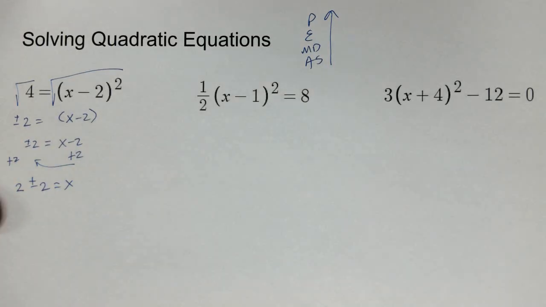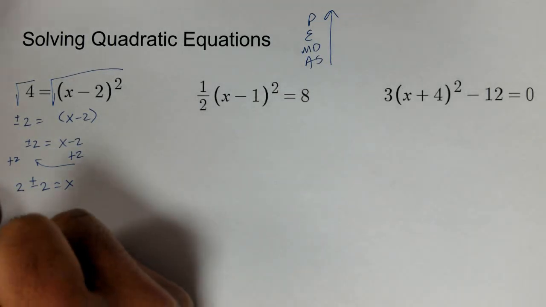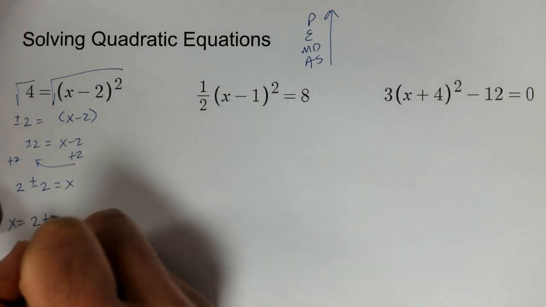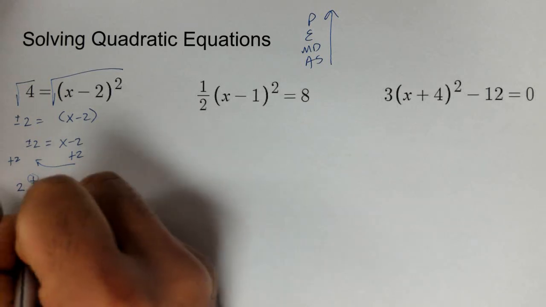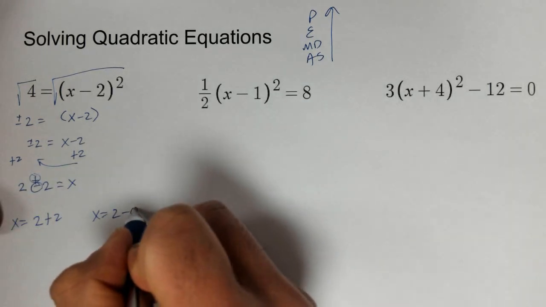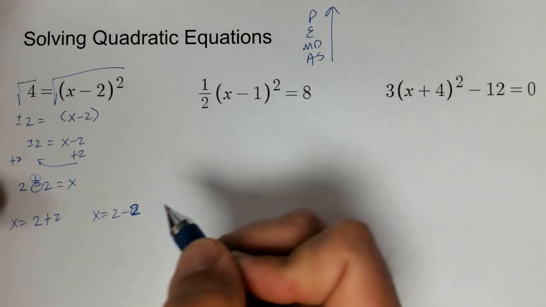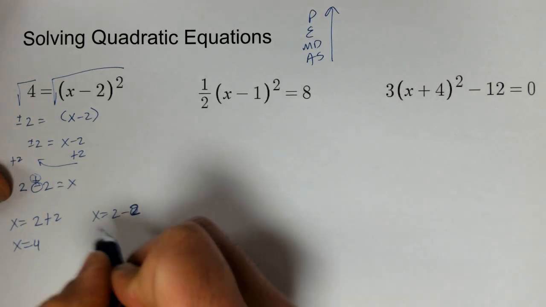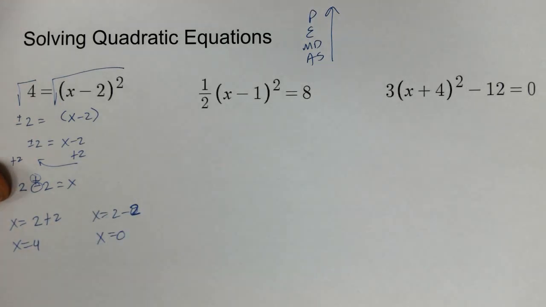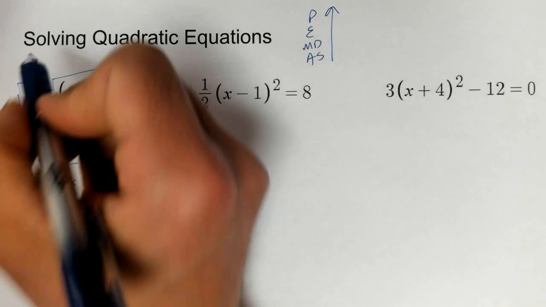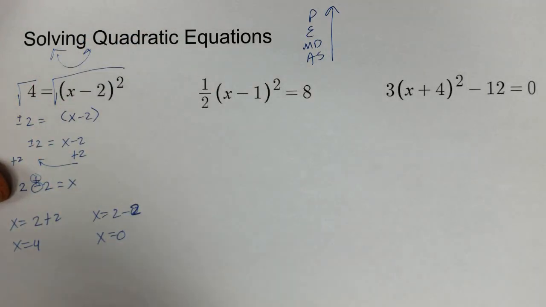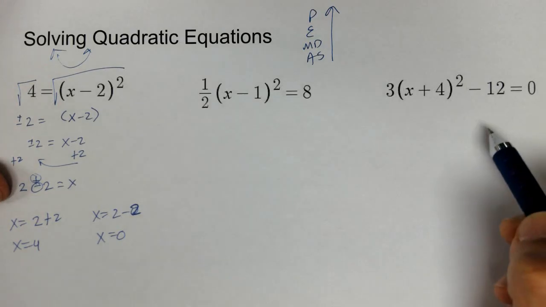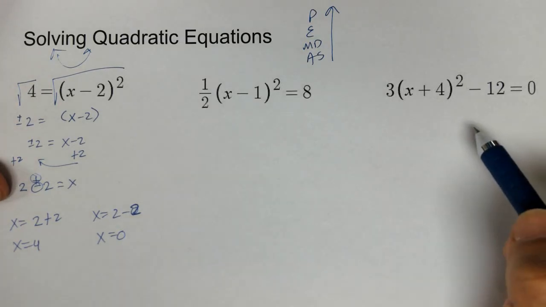How do I interpret this? Well, there's 2 solutions. X can be 2 plus 2, right? And x can also be 2 minus 2. And that results with my 2 solutions. Because again, my quadratic, in this case, is crossing twice on the x-axis. Let's try this one over here, as our last example.